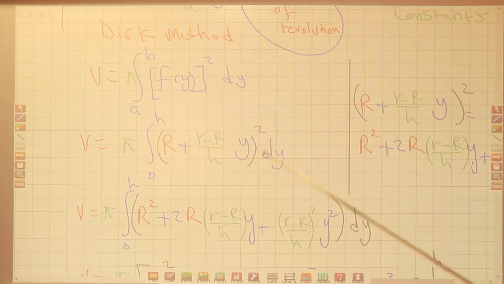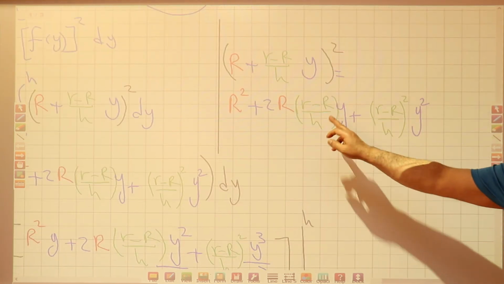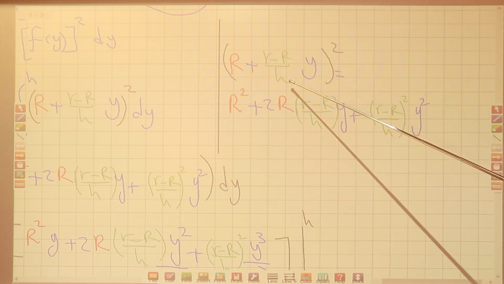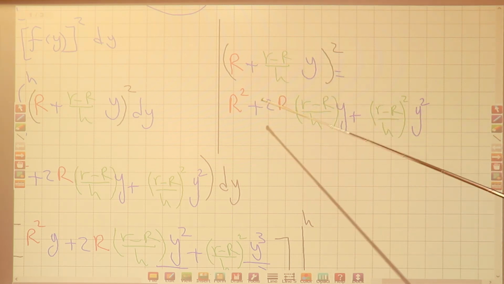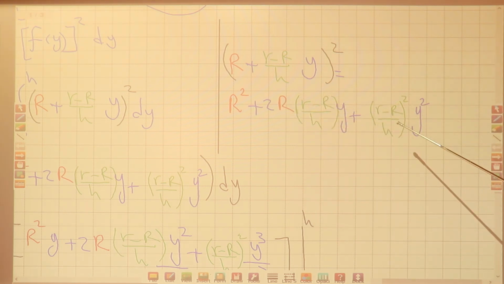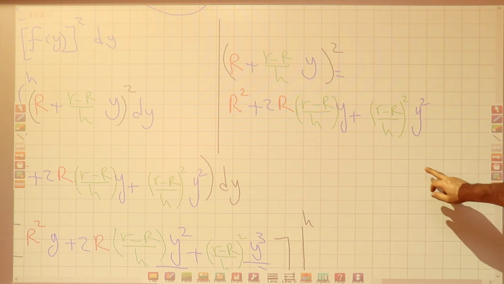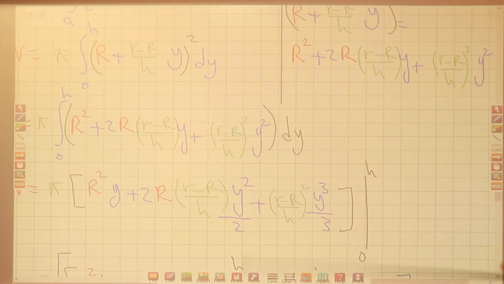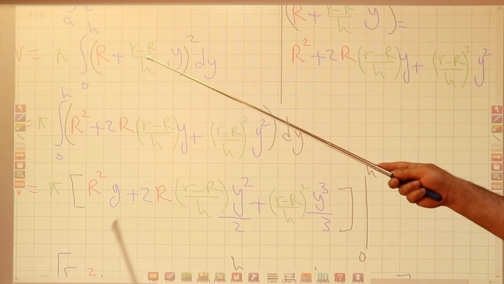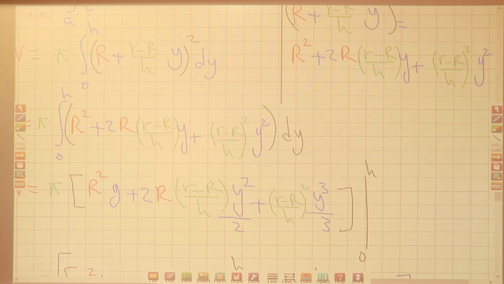I left pi out. Now on this side of the board, I square this one for you: r plus (R minus r over h) y, squared. That is r squared, plus 2r(R minus r over h) y, plus (R minus r) squared over h squared times y squared. Good? Okay, that's the square of this, the perfect square. Then you move all this here. Now remember, r and h, lowercase, uppercase, R and h, all of them are constants.